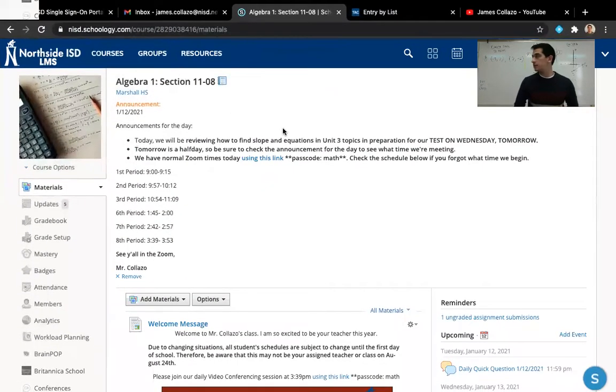So as y'all can see, we're going to be reviewing how to find slope and equations, mainly just how to find slope in all different kinds of relations. And then we're going to be looking at a good amount of graphs. Okay. And then again, this is all in preparation for our test tomorrow. Hopefully, yes, we take our test tomorrow.